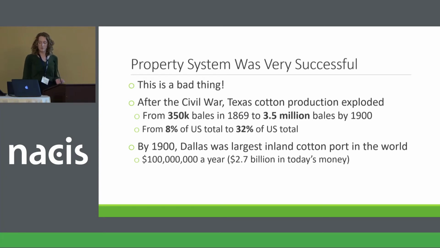After the Civil War, about 20 or 30 years later, cotton production exploded in Texas from 350,000 bales a year to 3.5 million bales a year. It's about a third of the United States total. So this was a huge, huge boon for that industry, which is obviously a very destructive industry, both on the people working in it and on the land itself. And by 1900, Dallas, which was still a relatively small city at the time, was the largest inland cotton port in the world.